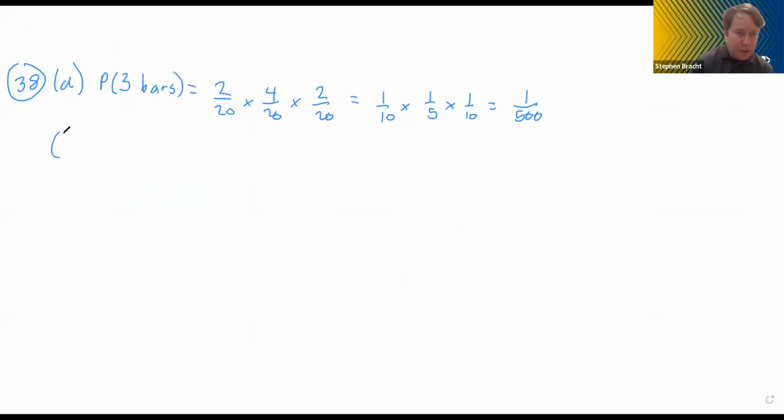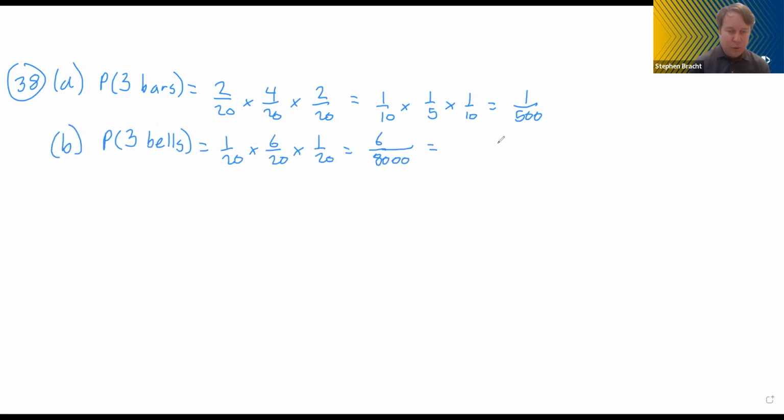So that looks like this. Probability of 3 bells equals 1/20 times 6/20 times 1/20, or 6 out of 8,000, or 3 out of 4,000. Okay. All right.